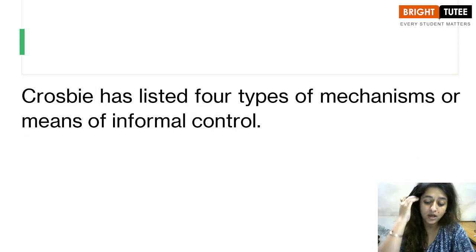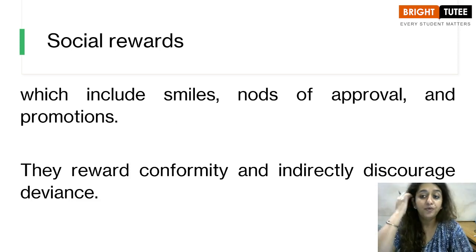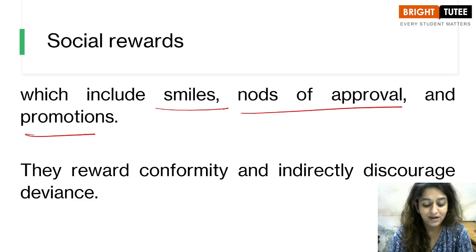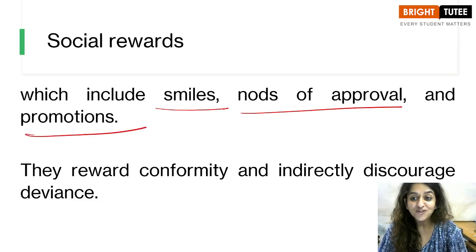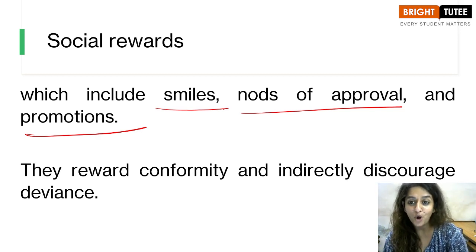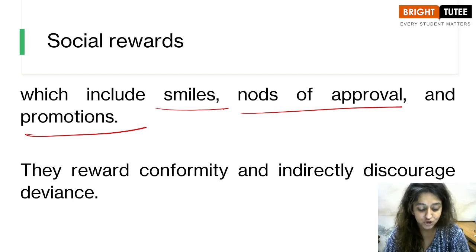Now, herein they're talking about four types of mechanisms or means for social control. The first one is social rewards, which include smiles, nods of approval, and promotions. As a child, when we did something good, we were nodded at, or smiled at, or given something, we were being rewarded for something. All of these rewards are a part of informal social control. They reward conformity and indirectly discourage deviance.